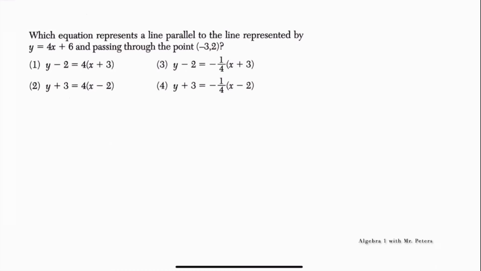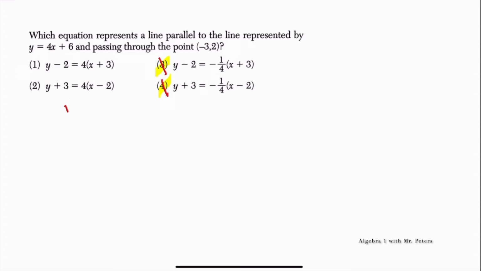The next problem states, which equation represents a line parallel to the line represented by y is equal to 4x plus 6 and passing through the point -3, 2. All right, so when we have parallel lines, they have the same slope. So that means 3 and 4 are automatically gone.